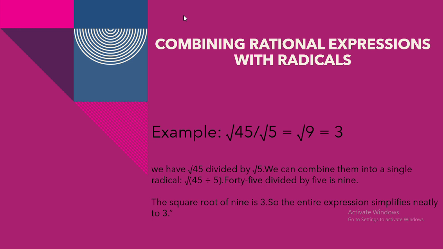Now, combining radical and rational expressions. Now let's look at how radicals and rational expressions work together. Here we have square root 45 divided by square root 5. So we can combine them into a single radical: square root of 45 divided by 5. 45 divided by 5 is 9. The square root of 9 is 3. So the entire expression simplifies neatly to 3.